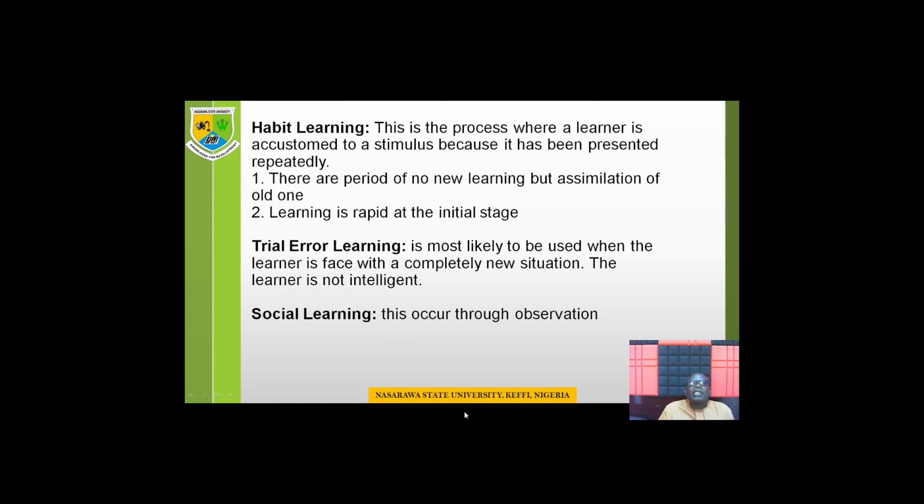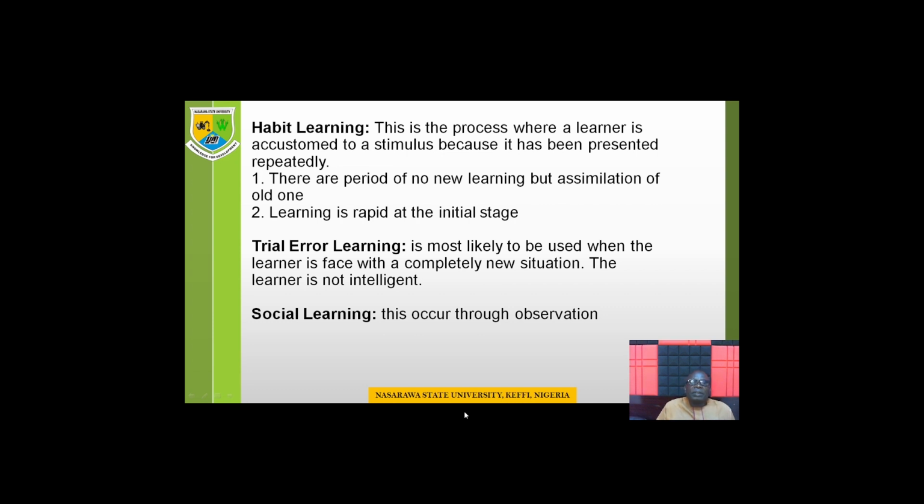Habit learning. This is a process where a learner is accustomed to a stimulus because it has been presented repeatedly, such that there are periods of new learning but assimilation of the old one. 2. Learning is rapid at the initial stage.